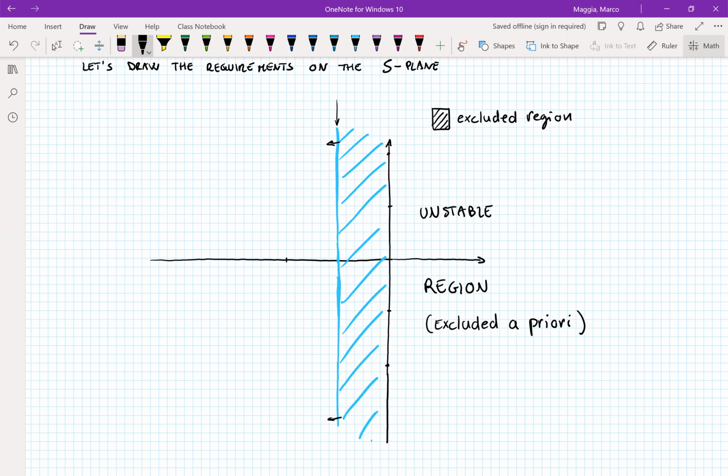But we have the other requirement, and that is the one connected with the percent overshoot. So now we have the line starting from the origin. Obviously it has to go both ways, up and down, and the angle that this line makes with the negative real axis is what we found to be 71.3 degrees. And we want everything below.